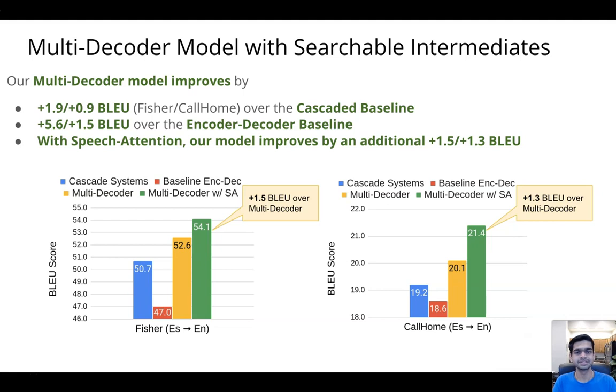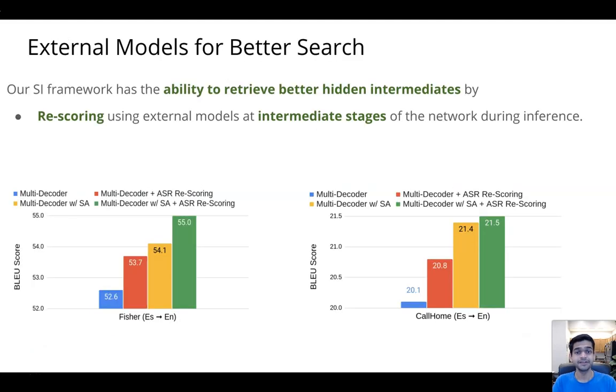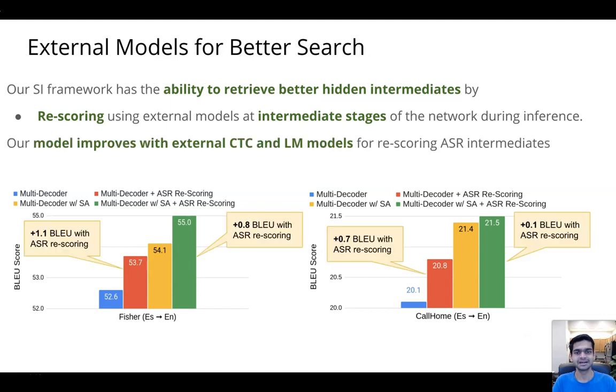In addition to these results on the Fisher-CallHome corpus, we conducted experiments to highlight various other benefits of our framework, which I will present in the following slides. One benefit of our framework is the ability to use external models to retrieve better hidden representations at the intermediate stages, such as ASR in the ST task.